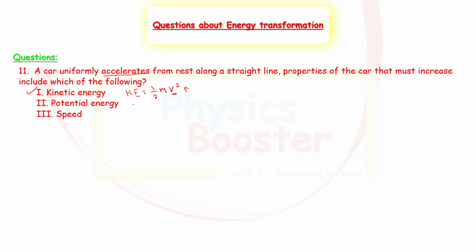Second of all, potential energy. Well, there is no potential energy because the object is already on the ground and it's not changing its height, so there's no change in the potential energy. And finally, speed. Is the speed changing? Well, yes, for sure, because the object is accelerating. This means that the speed is increasing. So the answer will be 1 and 3 only.